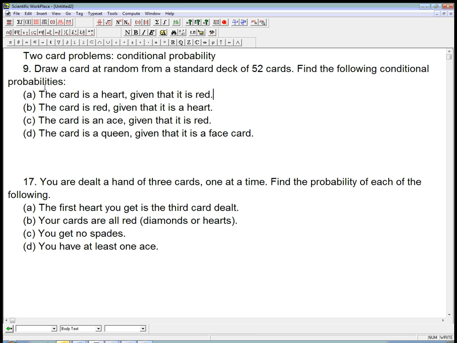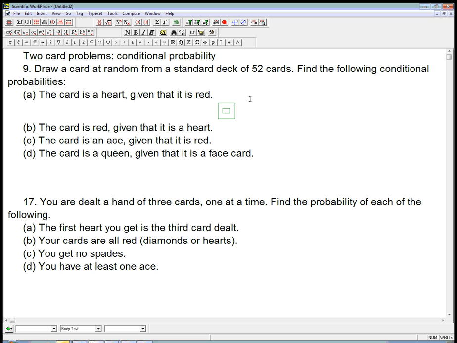You draw a card at random from a standard deck of 52 cards. No tricks here. Find the following conditional probabilities. So this is pretty much a warm-up on conditional probabilities, but it'll tell us a little bit about how they work. First is the card is a heart given that it is red. Let's look at that. Well, the simplest way to do this is if we can figure out the appropriate sample space, all the different outcomes, given the information that we're given, and then look at the outcomes that we're interested in.